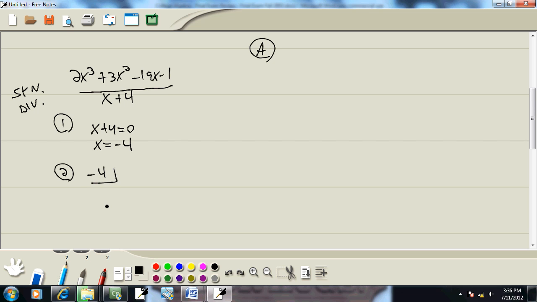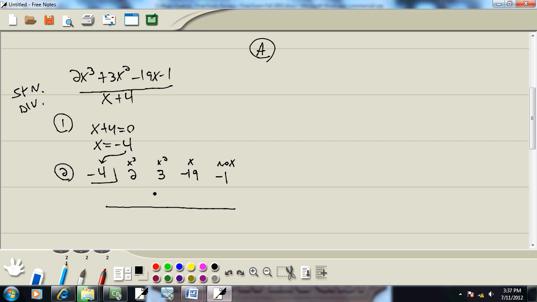Then we take that number we just found and you put it in a box in the upper left hand corner. You identify your largest power, which is x to the third. So real small, I'm going to write down x to the third, x squared, x, and no x, or constant term. Now this helps ensure that it's in the right order and you're not missing any powers. Now write down the numbers that are out in front of them. Before the x to the third is a 2, before the x squared is a 3, before the x is a negative 19, and a no x or constant term is negative 1.